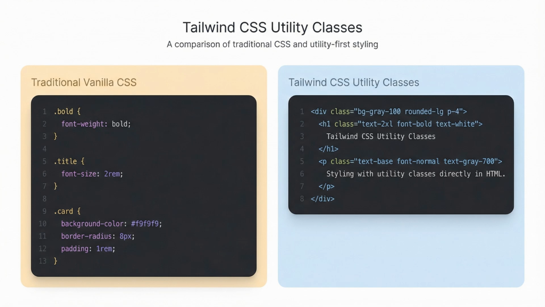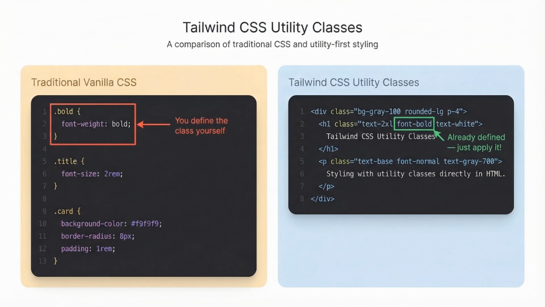So let's talk about what makes Tailwind CSS fundamentally different from writing regular or vanilla CSS. In traditional CSS, every time you want to style something, say make text bold, you have to create a separate class, write out the property and value, and then apply that class in your HTML. It's a 2-step process every single time.